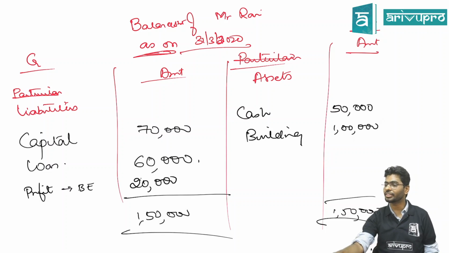The balancing figure of the income statement, if you have a debit balance, it will come on the credit side. If you have a credit balance, it will come on the debit side. Debit side, if you have a balancing figure, then it's a profit. Credit side, if you have a balancing figure, then it's a loss.